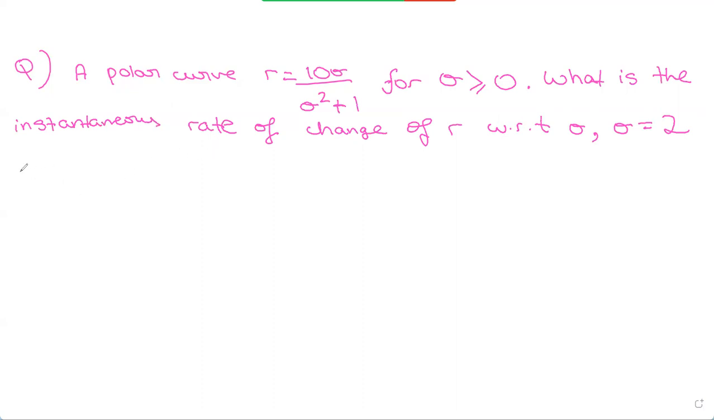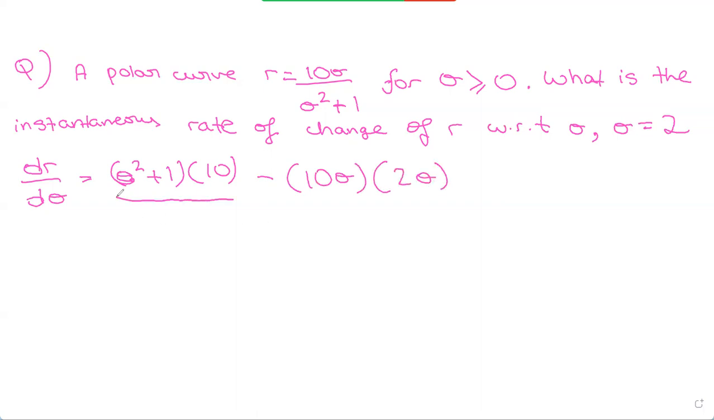So we have to find the rate of change of r with respect to theta, so we just derive dr over d theta. We can use the quotient rule, which gives us v times u dash, so theta squared plus 1 times 10, minus u times v dash, which is 10 theta times 2 theta, all over v squared. So we just square the denominator, both terms in it.